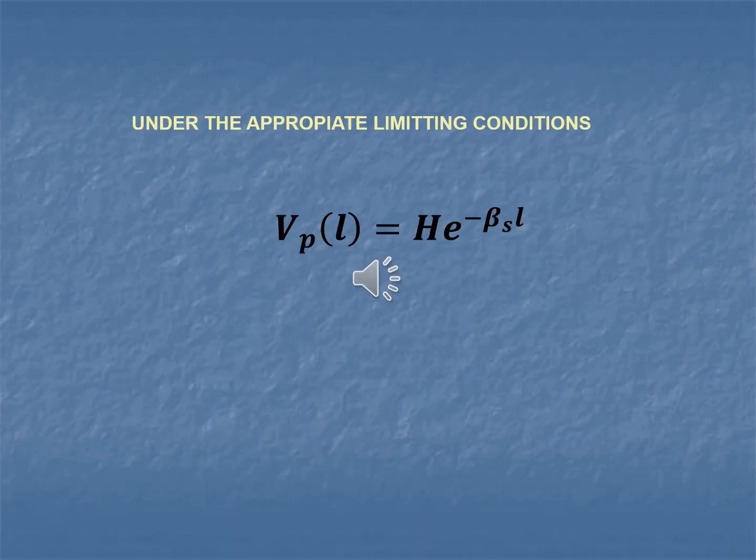The analytical solution is very complicated, but in the appropriate theoretical conditions, it reduces to this very simple exponential expression. In this, H is a complex constant independent of the sample thickness. The amplitude decays exponentially with the optical absorption coefficient, as is evident.